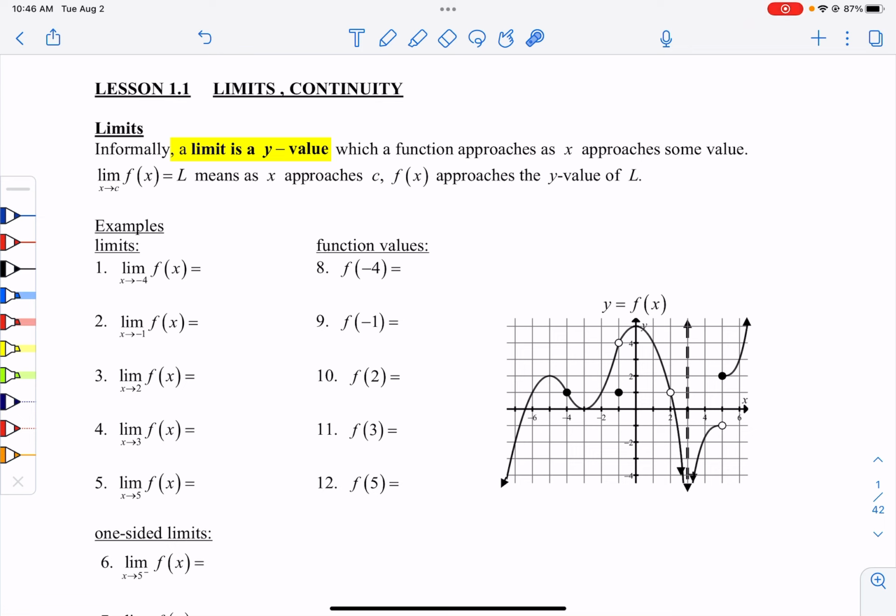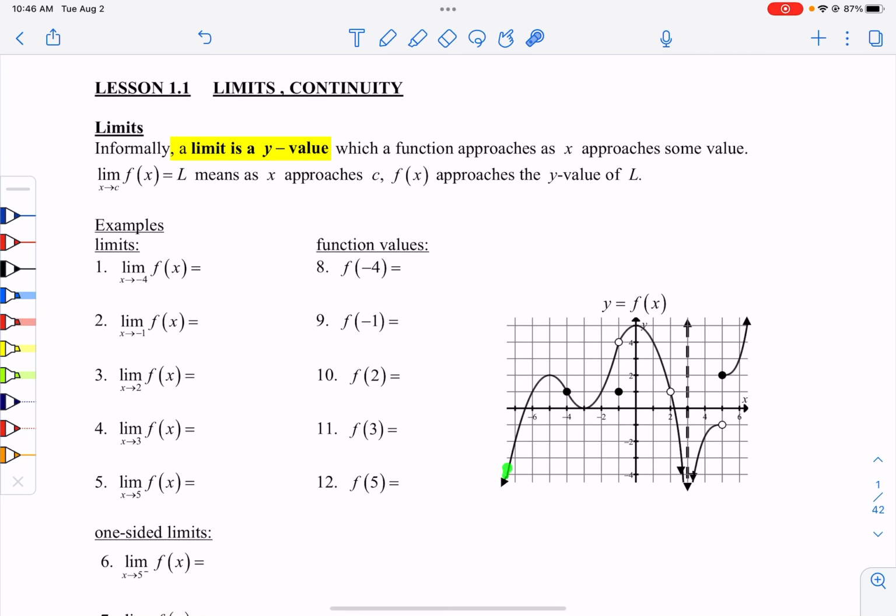So, informally, what is a limit? A limit is a y value that a function approaches as x approaches some number, okay? So basically, as I go along my graph, as I'm getting close to -6, as my x's are getting close to -6, my y value is getting close to 1. That would be the limit. As x gets close to -6, y gets close to 1.